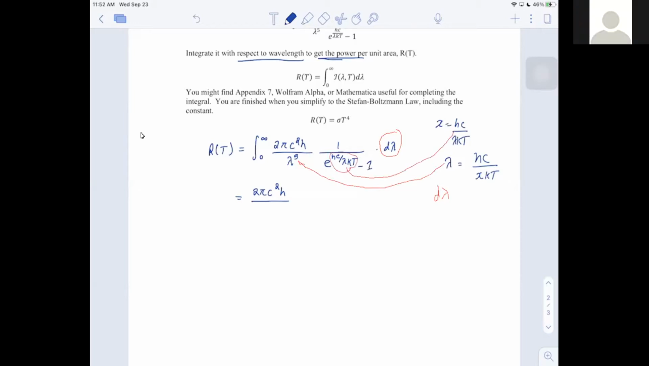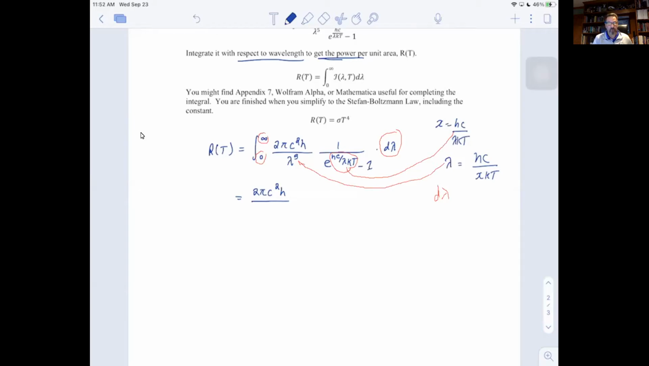I get exactly what you're saying. This is basic substitution. Exactly. And the last thing: don't forget to substitute away your limits too. So when lambda is 0, that means X is infinity. And when lambda is infinity, that means X is 0.